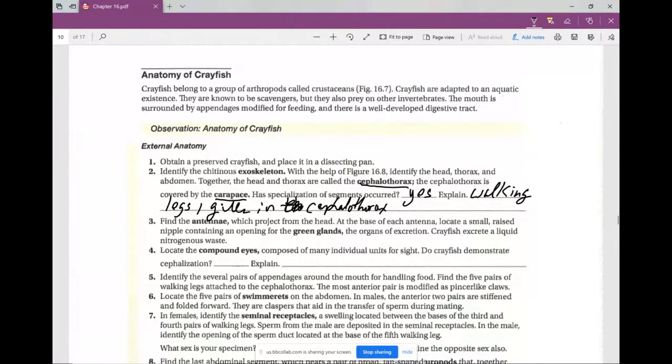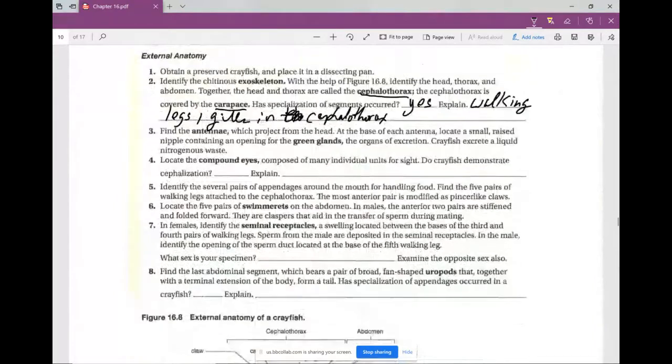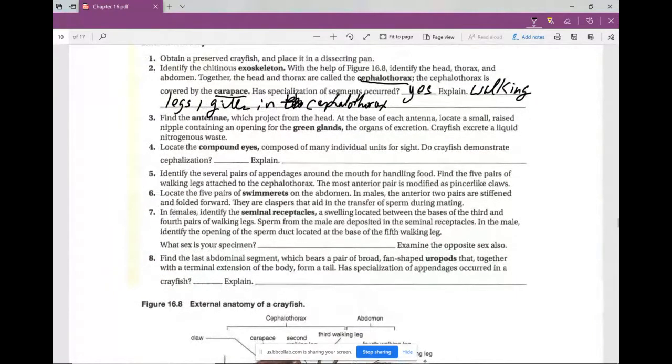Locate the compound eyes composed of many individual units for sight. Do crayfish demonstrate cephalization? Oh yes. We have a head with eyes, plus antennae.